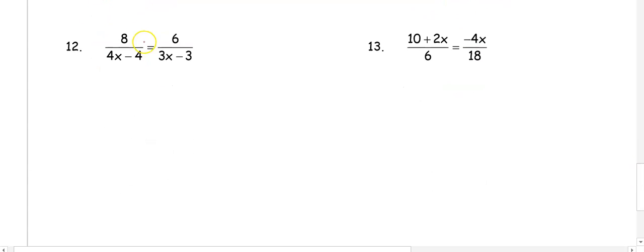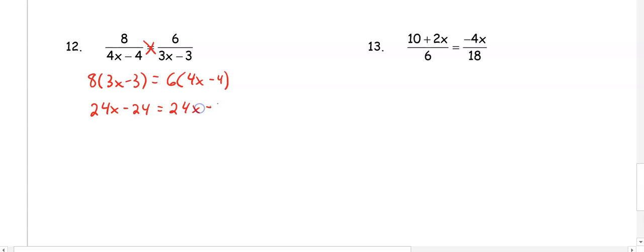In number 12, when we cross multiply, we have 8 times parentheses 3x minus 3 equals 6 times parentheses 4x minus 4. So when we distribute, we get 24x minus 24 is equal to 24x minus 24. Notice we have 24x on both sides, so when we subtract 24x, we get negative 24 is equal to negative 24, which is true. So this is going to be infinitely many solutions.